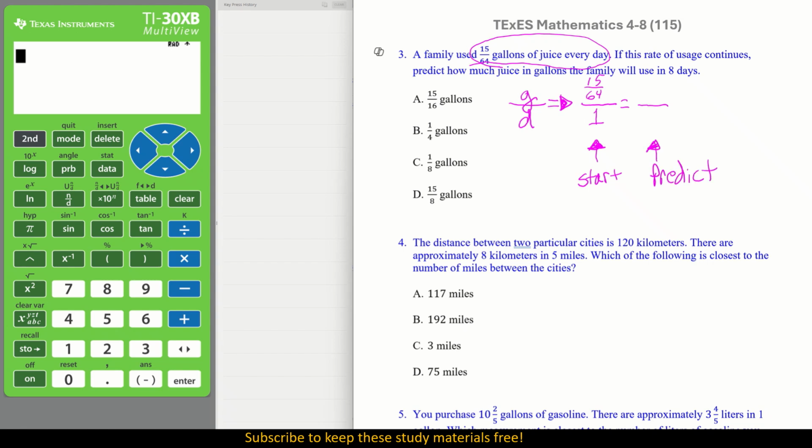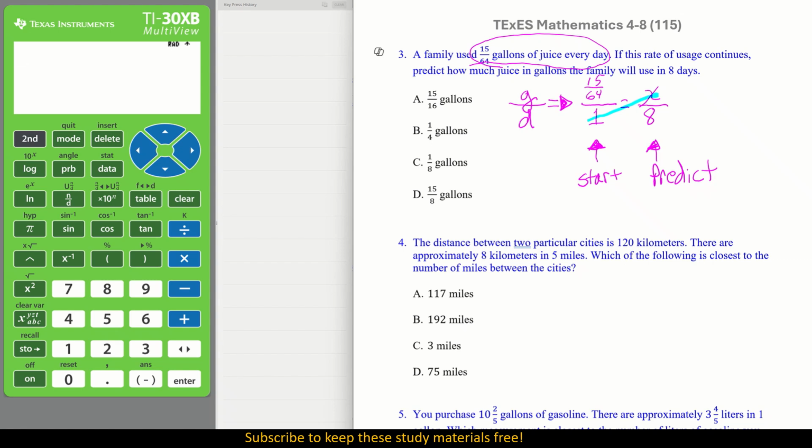That's what we're going to predict. And that would be 8 days, and we don't know how many gallons. Okay, let's put this in the calculator. Now, notice the convenience. You have 1 times x. That means you will not divide, and you simply go with your multiplication, okay?